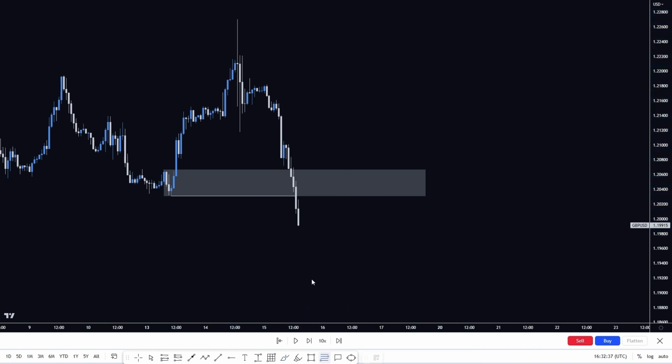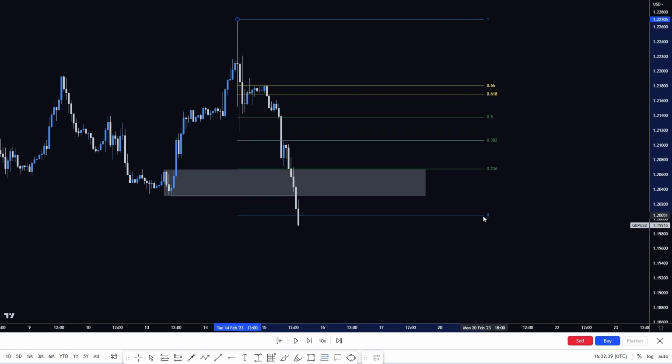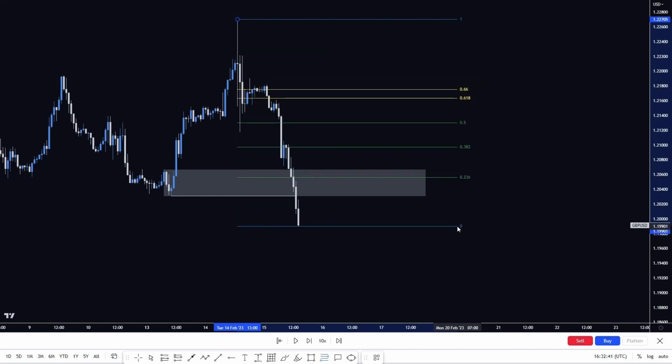So what we're going to do is pop on the Fibonacci tool, and it's going to give us our trading levels. So this time, again, one of the Fibonacci numbers does tie up with our zone, and this time it's the lowest one, so it's the 0.236.